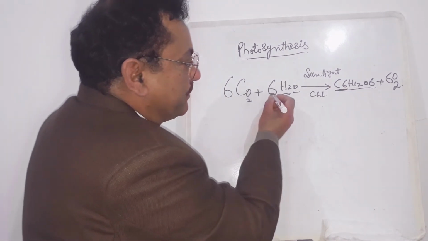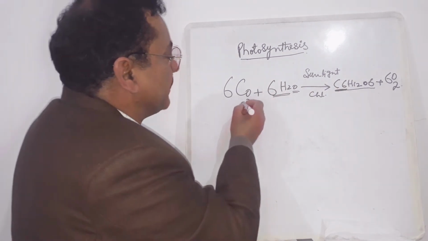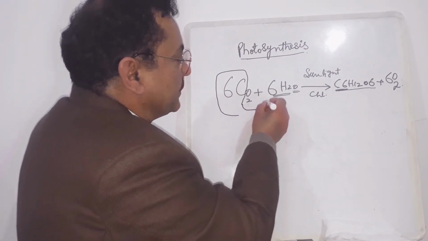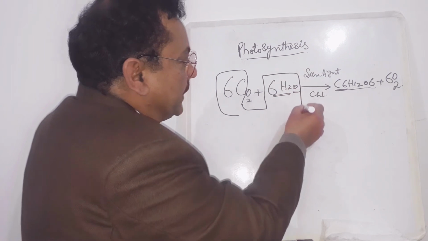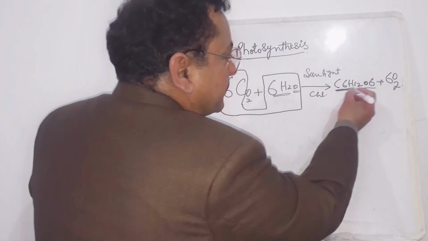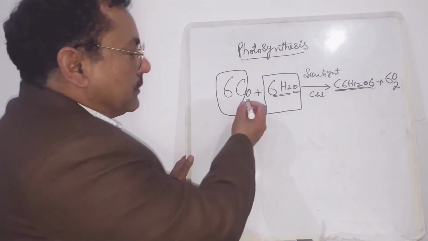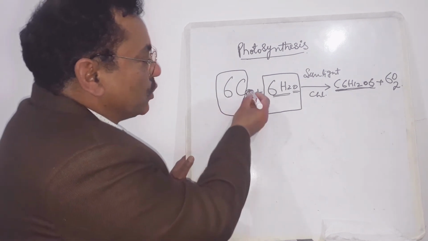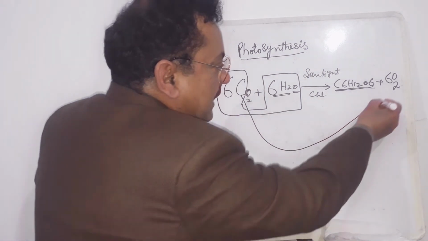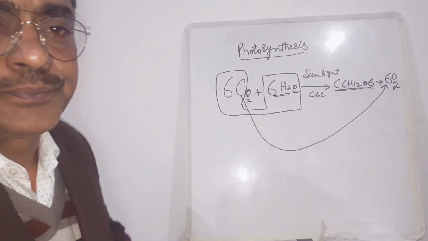And this equation gives us a notion that the C6 comes from this carbon dioxide and it combines with water like this to make C6H12O6. The remaining 6 times O2 comes out in the form of oxygen, that is 6 times O2.